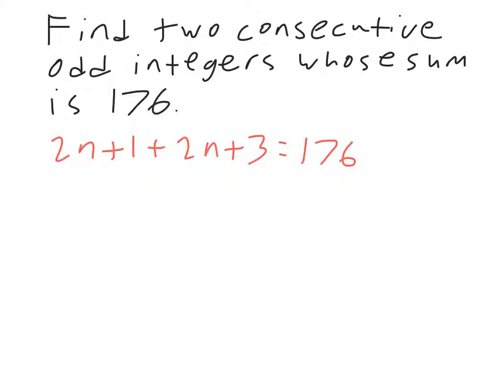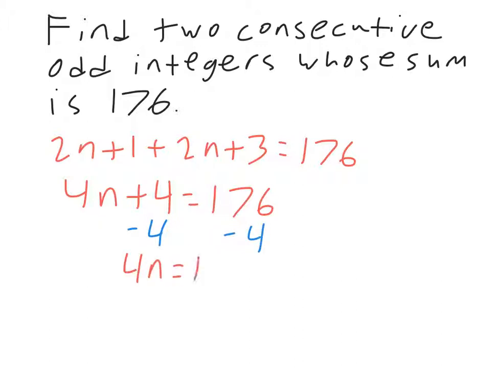So now combine like terms. 2n plus 2n will give us 4n. And 1 plus 3 will give us 4. And that is equal to 176. Now we subtract 4 from both sides, which gives us 4n equals 172. Then divide both sides by 4, and we get that n equals 43.